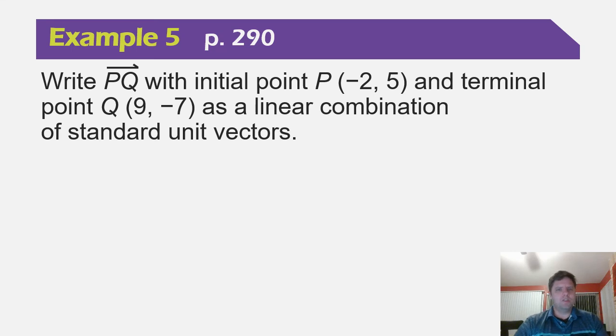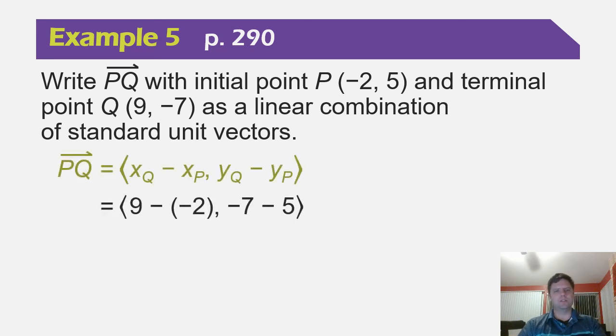Okay, so write PQ with the initial point P equals negative 2, 5, and terminal point Q, 9, negative 7, as a linear combination of standard unit vectors. All right, so the first thing we're going to do is find what PQ is. Remember, we're going to subtract P from Q, right? So we start with Q because that's what's at the head of this. We subtract off P. So we start with Q.